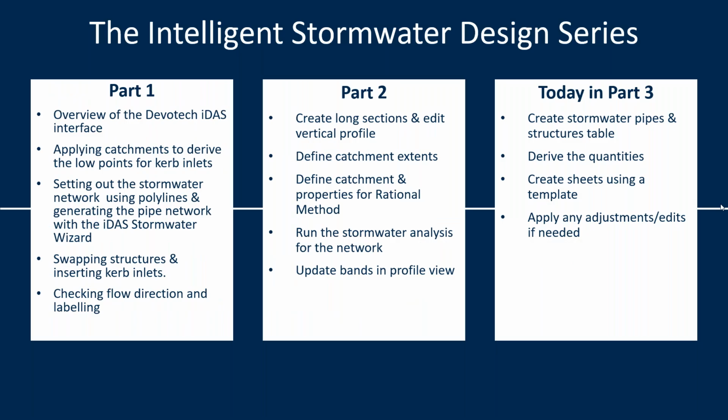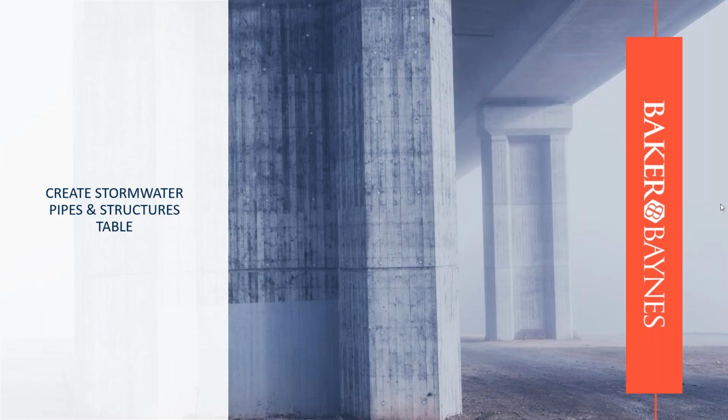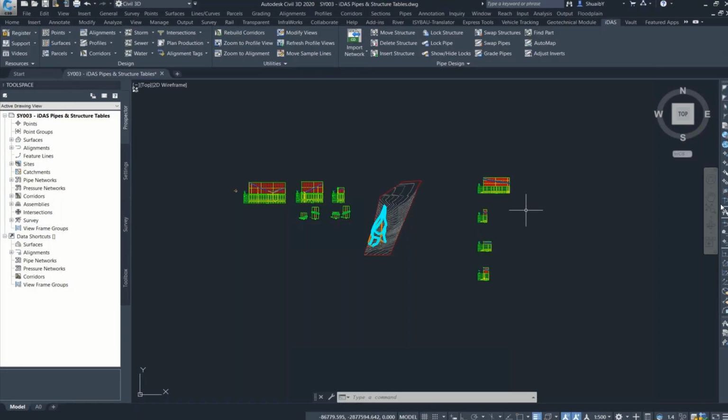So if you wanted a more structured approach of what has happened, this is more or less it. I'll get to the slide at the end, but today we're going to be working on quantification, plan production and sheet production. Okay, so let's jump in. Let's start off first with creating stormwater pipe and structures tables. This becomes very handy for quantity takeoff, as well as giving an idea of the catalogs that make up your actual network. So let's have a look at it.